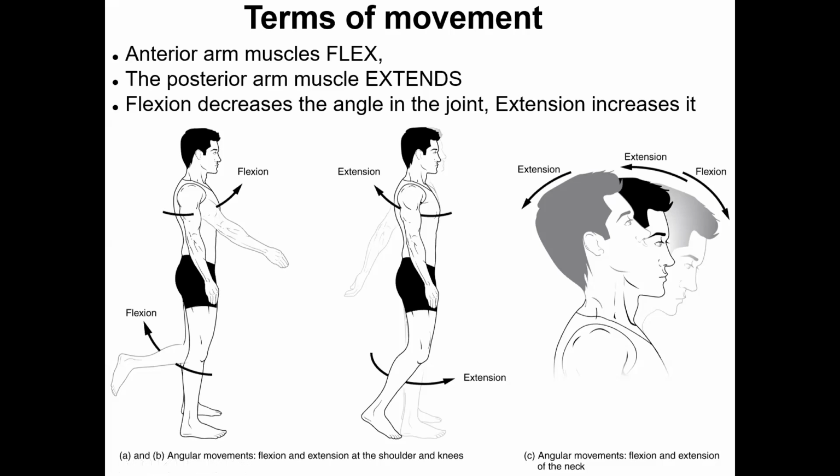We can also speak about extension. Undoing that action is extension. So again, with regard to the elbow, opening up the elbow joint, making that angle wider, or moving the distal part of the arm, which is the hand, away from the proximal part is what we call extension. We can speak about flexion and extension for all joints across the body. When you're decreasing the angle, you're flexing. When you're increasing the angle, you're extending.